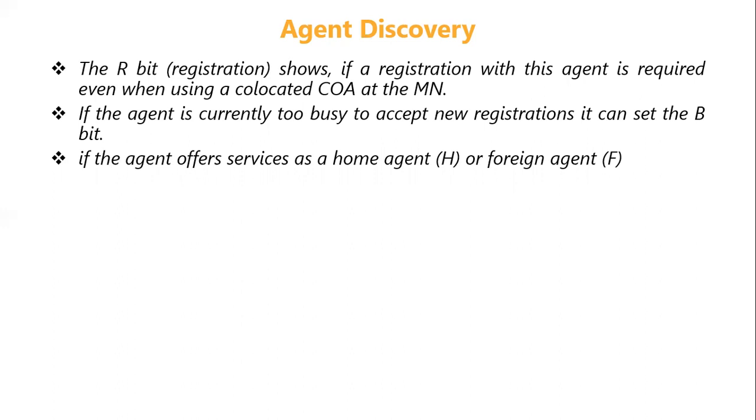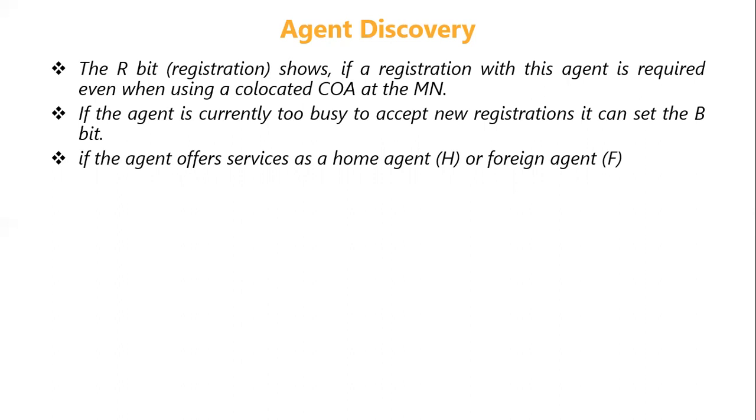And there is a reserved field. It is set to 0 and it must be ignored. And there is a field T, which indicates that reverse tunneling is supported by the FA, the foreign agent. And there are fields which contain the COAs that were advertised.